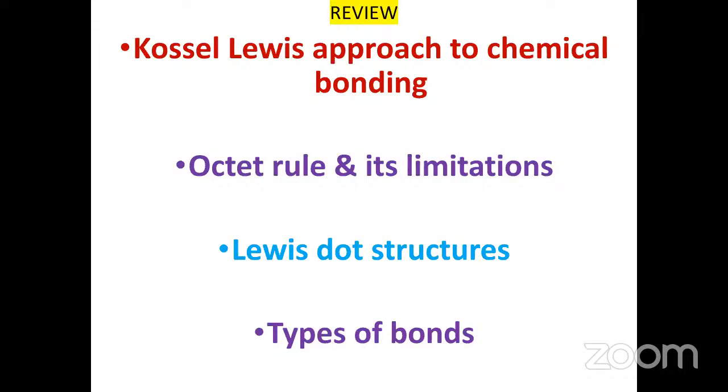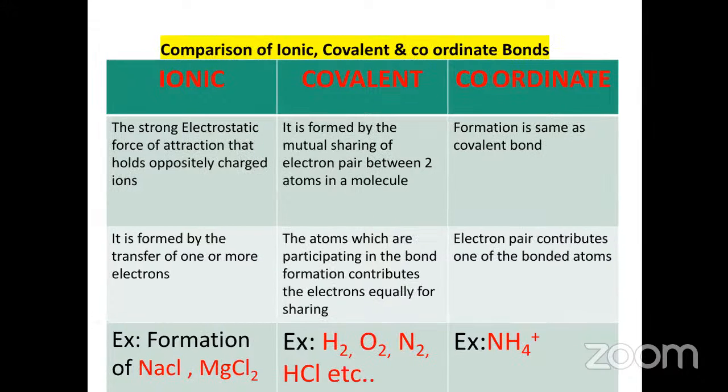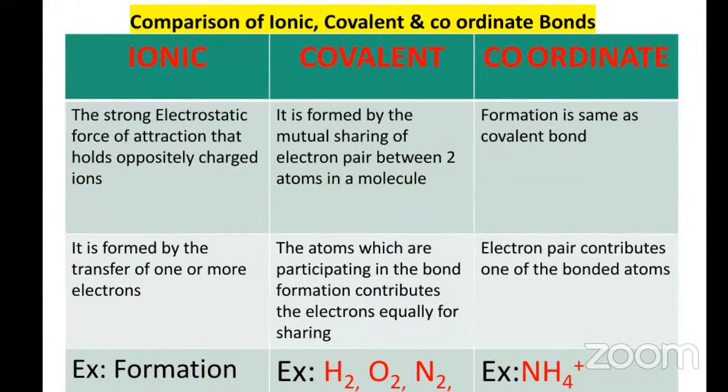Yesterday, my dear students, we discussed the Kossel-Lewis approach to chemical bonding, the octet rule and its limitations, Lewis dot structures, and types of chemical bonds. Now we will discuss shortly the types of chemical bonds: the comparison of ionic, covalent, and coordinate bonds, and how these are formed.